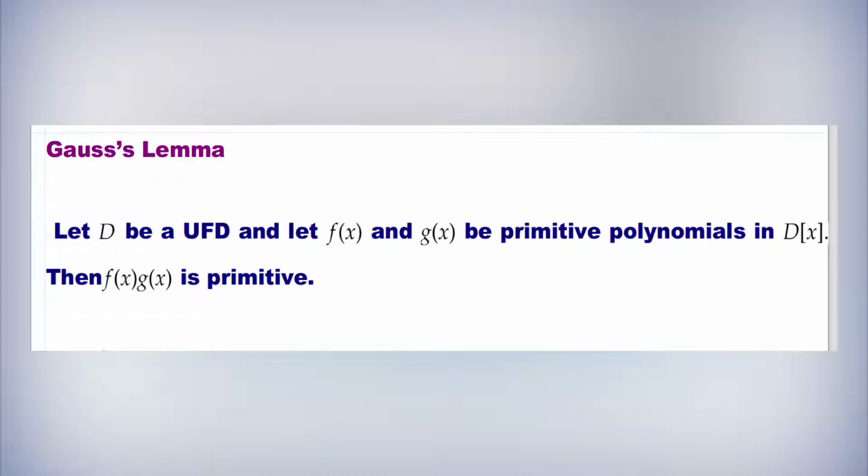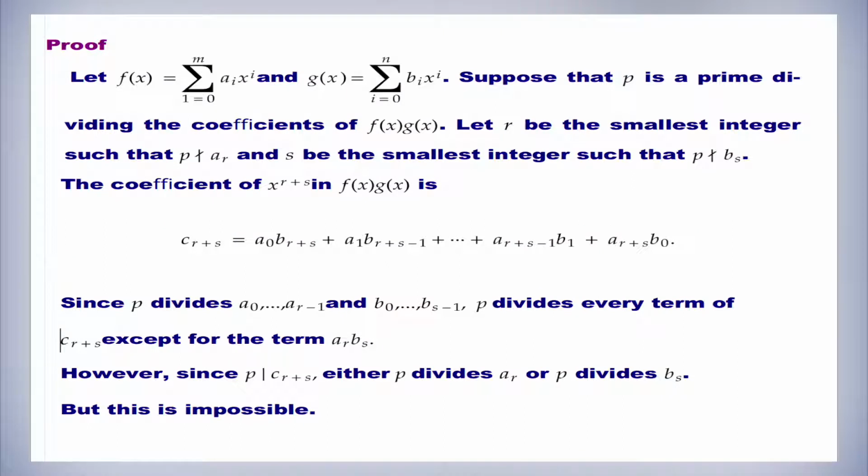Then f(x)g(x) is primitive. The proof: let f(x) = summation i equals 0 to m of a_i x^i and g(x) = summation i equals 0 to n of b_i x^i. Suppose that p is a prime dividing the coefficients of f(x)g(x). Let r be the smallest integer such that p does not divide a_r and s be the smallest integer such that p does not divide b_s.